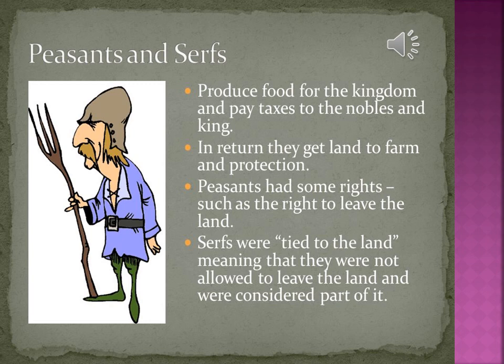Few more details about the peasants and serfs. The serfs produced food for the kingdom and paid taxes to the nobles and king. They got land to farm and protection, but they had few rights, such as the right to leave the land. But the serfs were tied to the land. They were not allowed to leave the land and were considered part of it. So what did Napoleon do? He freed the peasants from serfdom. That means they were no longer tied to the land of the vassal or the feudal lord.